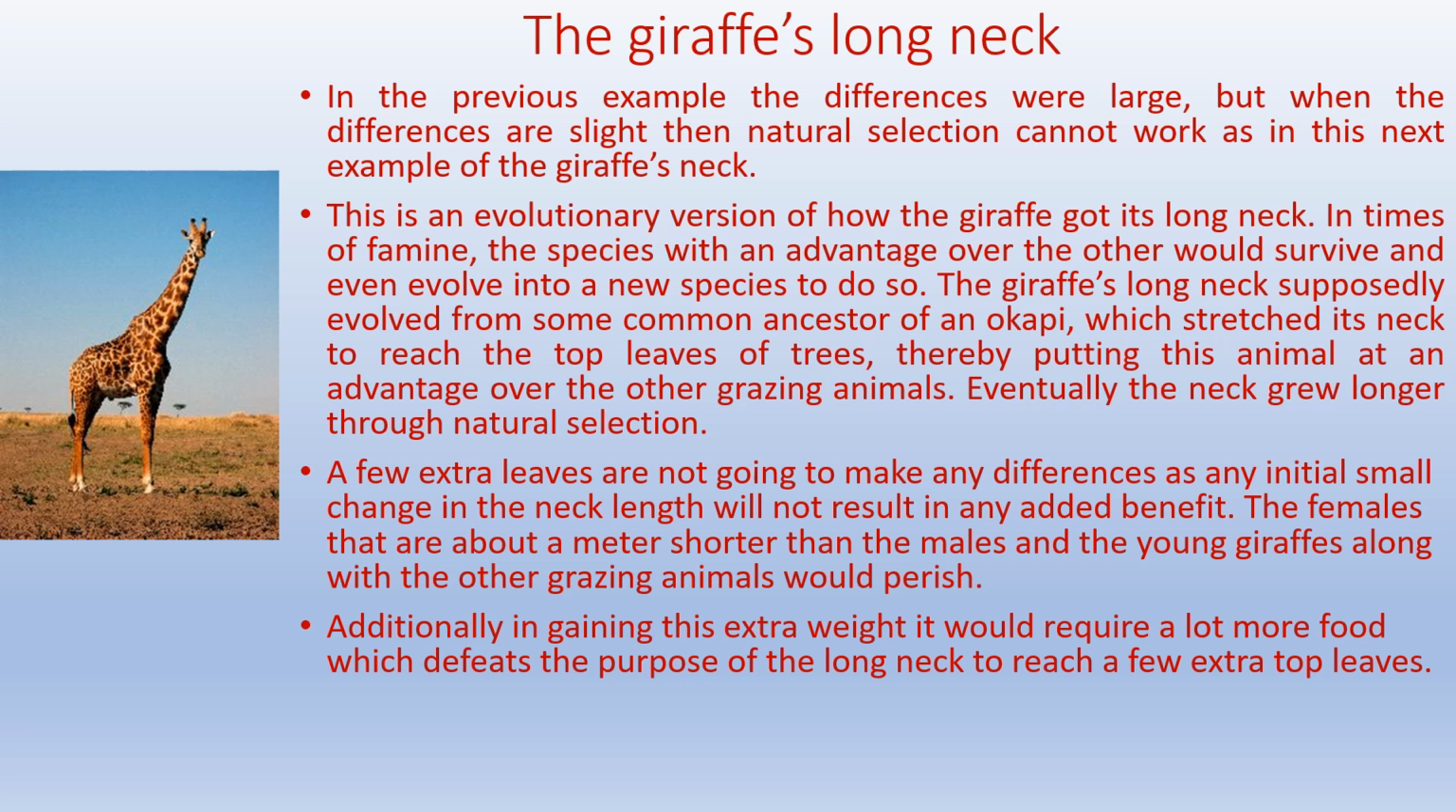This is an evolutionary version of how the giraffe got its long neck. In times of famine, the species with an advantage over the other would survive and even evolve into a new species to do so. The giraffe's long neck supposedly evolved from some common ancestor which stretched its neck to reach the top leaves of trees, thereby putting this animal at an advantage over the other grazing animals. Eventually the neck grew longer through natural selection.